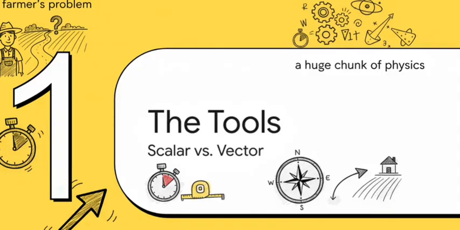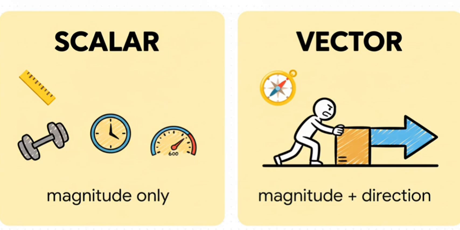Okay, so these two essential tools are called scalars and vectors. And trust me, understanding the difference between them is the key to solving our farmer's puzzle and a whole lot more in the world of physics. The difference is actually way simpler than it sounds.